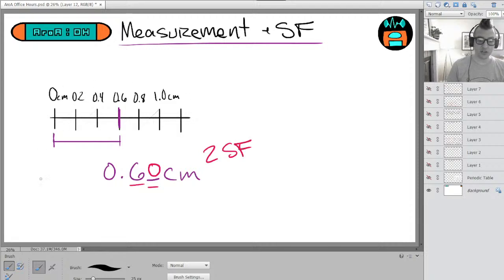Because the device that you're measuring on will always give you 2 decimal places no matter what. So even if you're dead on a measurement, you write 0.6 and then add a 0.